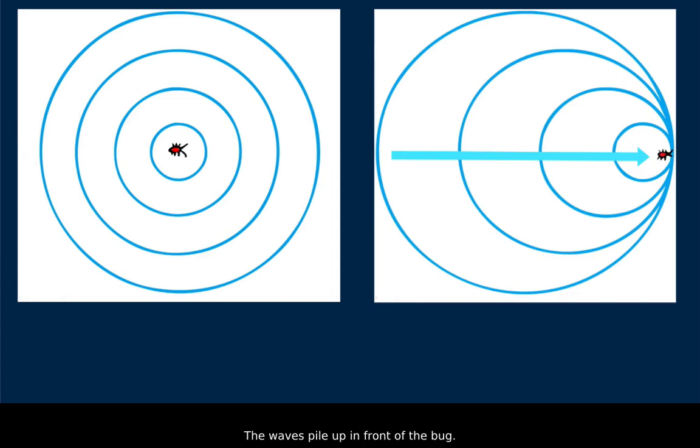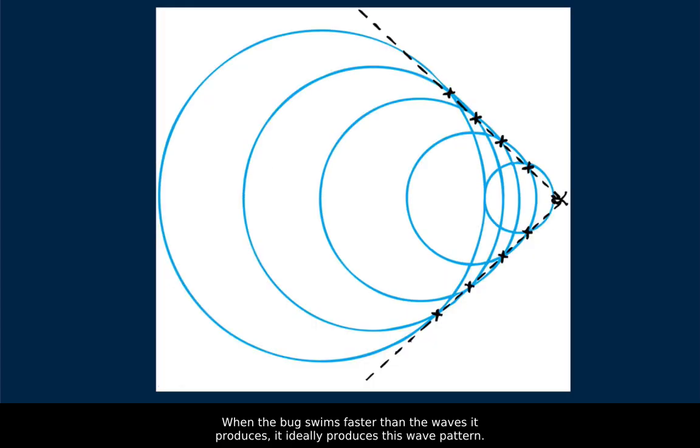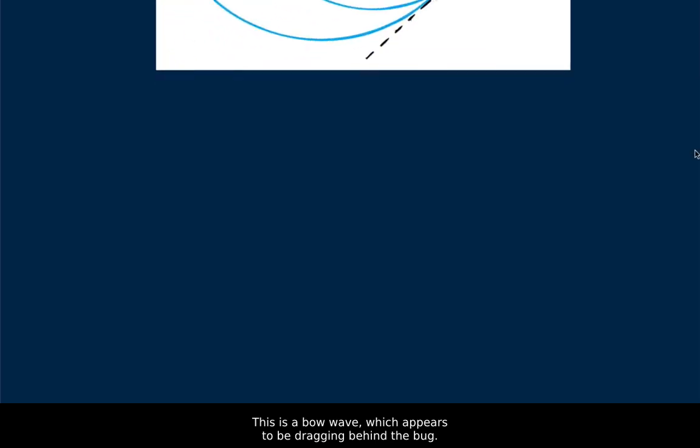The waves pile up in front of the bug. We say the waves superimpose directly in front of the bug. When the bug swims faster than the waves it produces, it ideally produces this wave pattern. The waves overlap at the edges and produce a V shape. This is a bow wave, which appears to be dragging behind the bug.